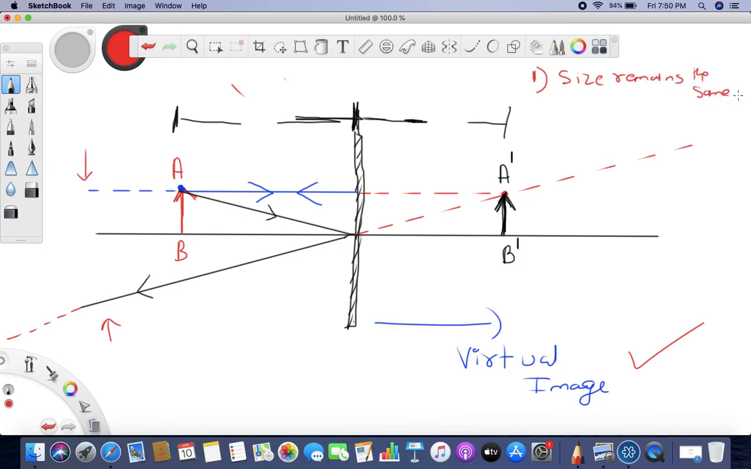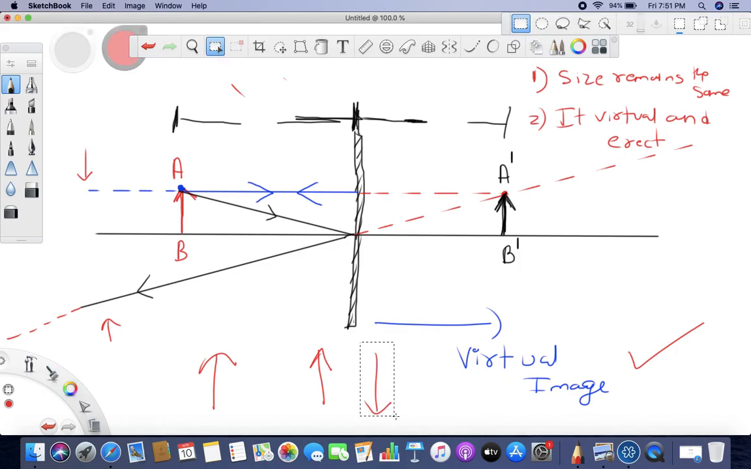So if somebody asks you what is the nature of an image, the size remains the same, it is virtual and erect. What do you mean by erect? Again I said, erect means if your object is erect and your image is also erect, upper side up, but if the image is downward side, then it is an inverted image. I told you, in a mirror you cannot see your legs up and the head down. You will see your head is only up and the legs only down.